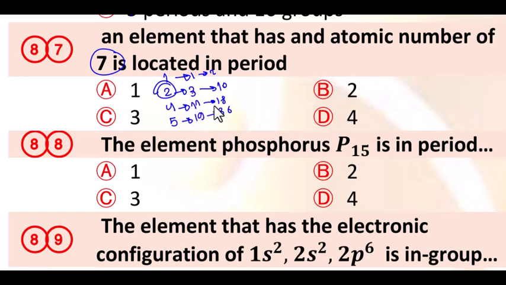The element has 17 electrons, in which period? In the third period, period 3. Period 1, 2, 3. In period 3, chlorine has 17 electrons, from 11 to 18. And the one that has 20 electrons is in the fourth period, and so on. Or you can make the electron configuration: 1s2, 2s2, 2p2 plus 2, 4. Here 7, so 2p3. In which period? That's the number of the period, the second period.